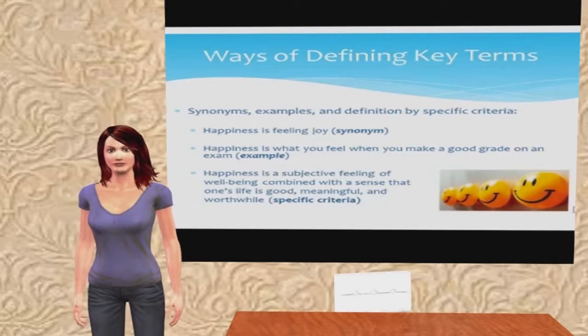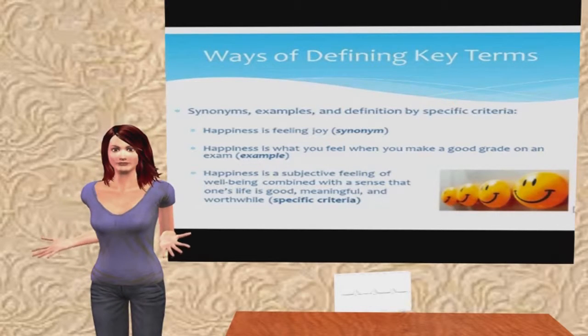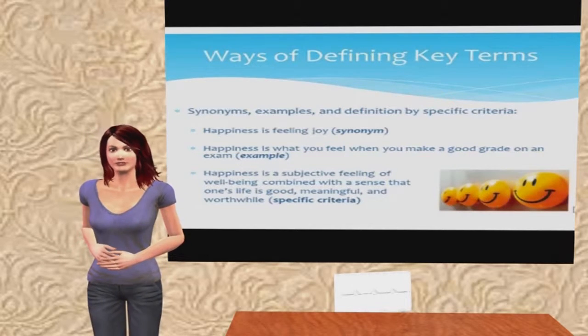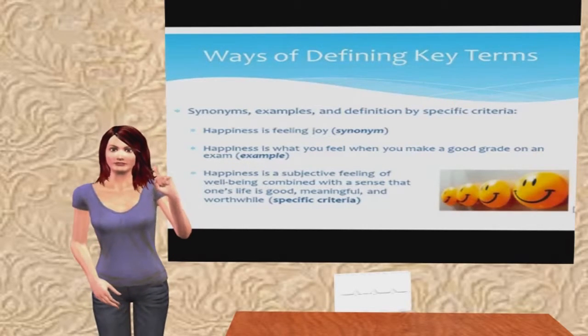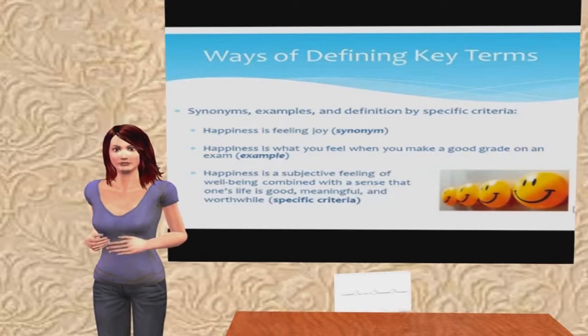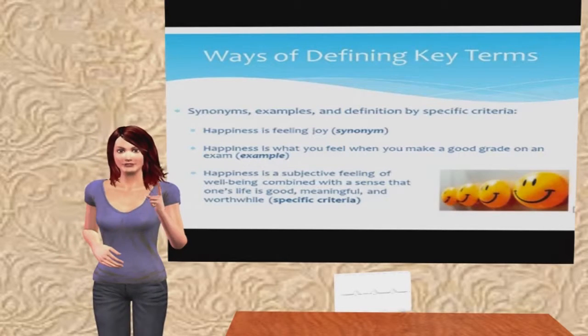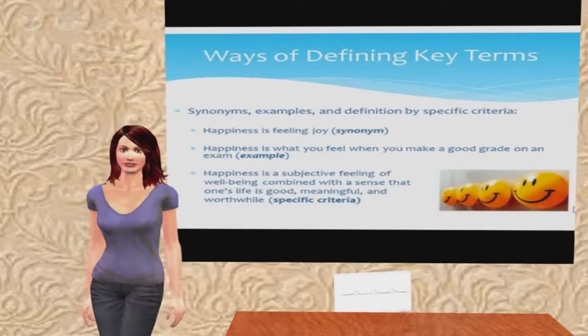So for example, a common way of defining happiness is as a subjective feeling of well-being combined with the sense that one's life is good, meaningful, and worthwhile. Now, which of these three is the more specific definition of the term happiness? If you guessed the last one, specific criteria, you would indeed be correct. So hopefully, if an author is writing well and doing a good job of trying to clarify any ambiguous terms, he or she is not only using synonyms and examples, but also giving you specific criteria for what those key terms mean. And in your own writing, you'll definitely want to provide specific criteria as well.